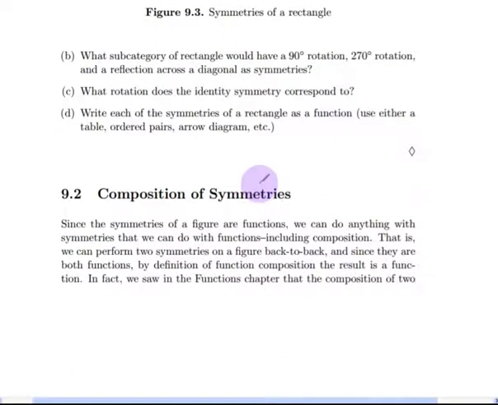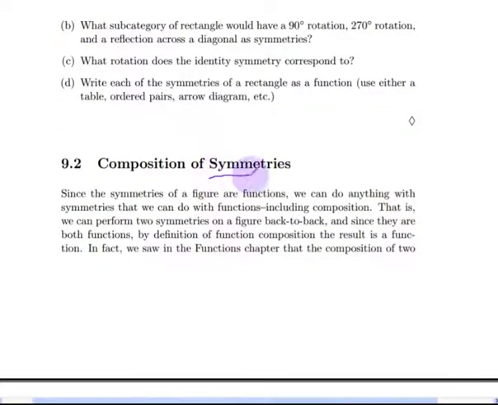Now again, we're going to draw on our knowledge of functions and consider the composition of symmetries. Now symmetries map a set S to itself, so it's natural to compose because the codomain of the function is the same as the domain. So I should be able to compose symmetries if they're all acting on the same set.